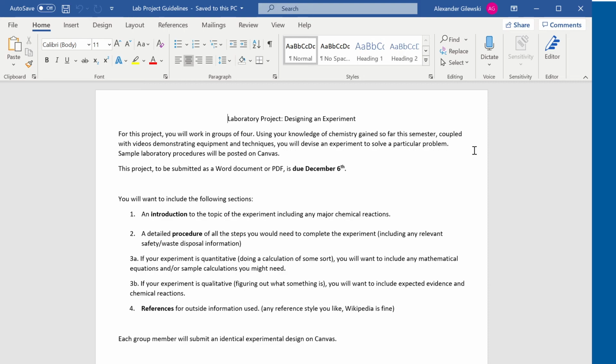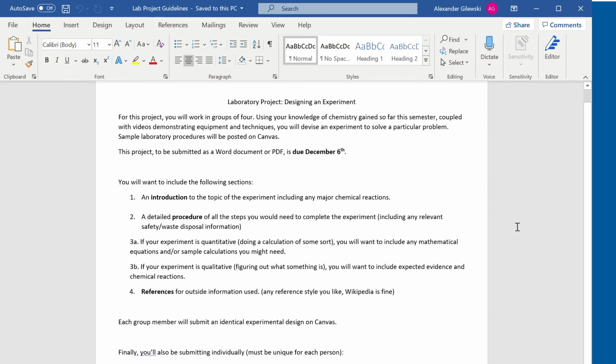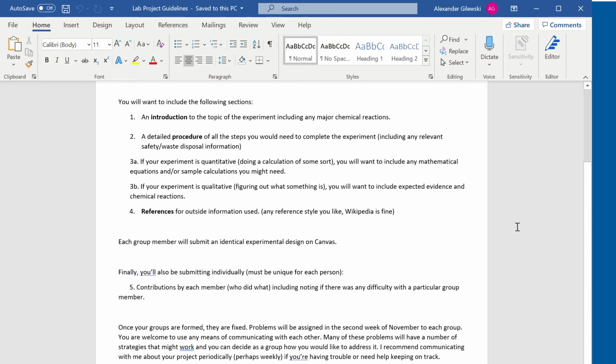I'm totally okay with you using Wikipedia as a reference. Science ones are usually not problematic because nobody goes in and changes those, but also the Wikipedia team is pretty solid at making sure nobody messes with them. All right, and then everybody's going to submit an identical experiment, everyone in the group, and then they're also going to submit a how your group functioned little thing. So that will be posted later.